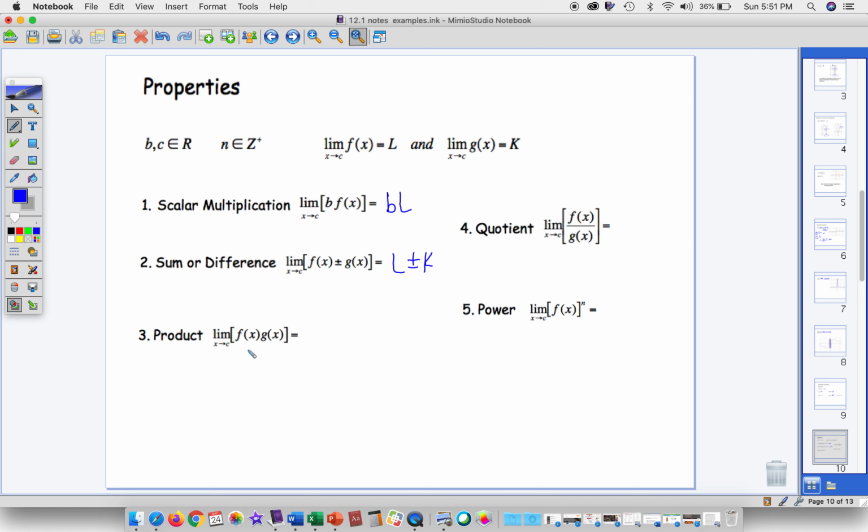If it's the limit of a product, again, we can do the limit of each and then multiply. So this would be L times k. Same thing for the quotient. If it's easier to calculate the limits and then divide, we can do L over k. And then finally with the power, we take the limit of the function, we can then take that limit and raise it to the power, all to the n.